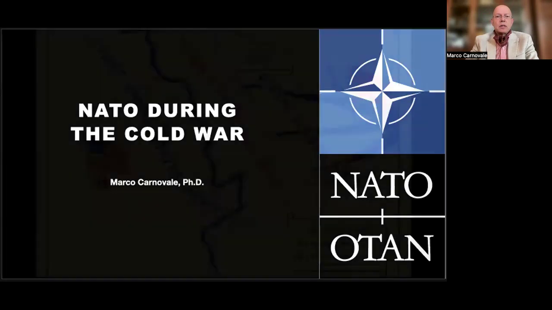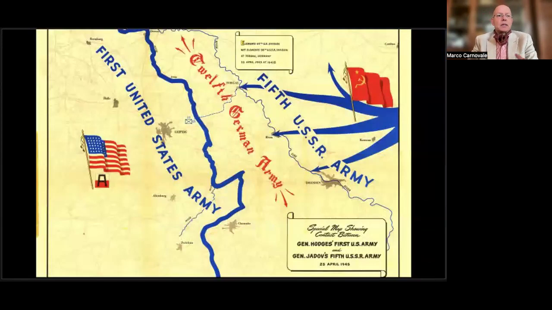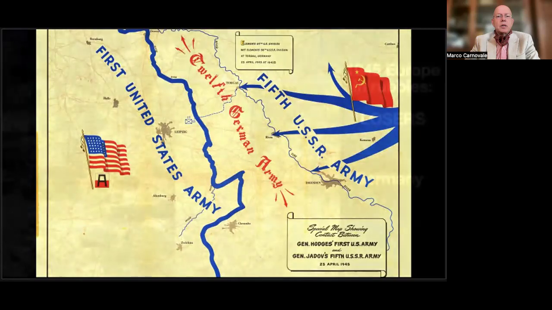So we can start in 1945, end of World War II. The United States and allied armies are coming in from the west. The Russian Soviet army is coming in from the east. The Germans are in the middle. Germany is defeated, and Europe is in rubble.